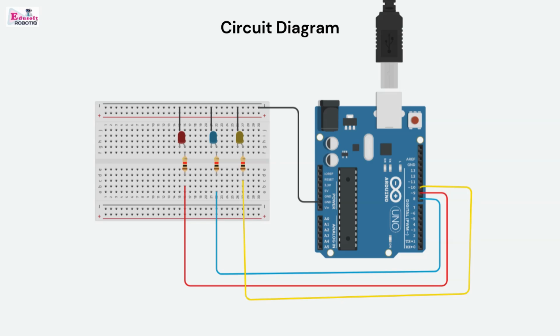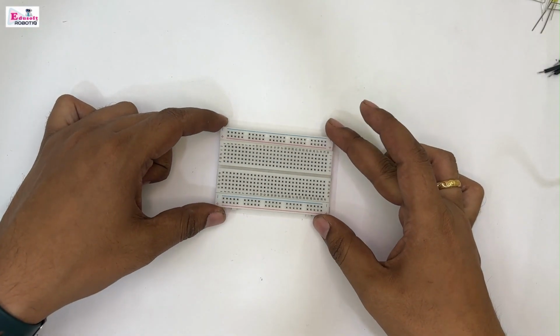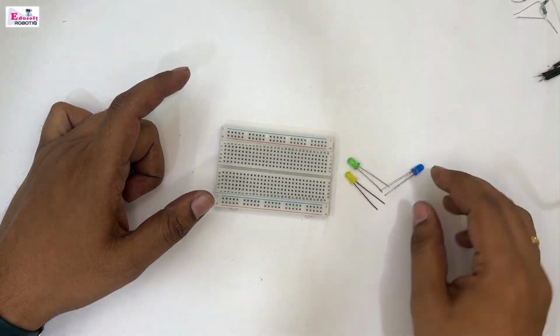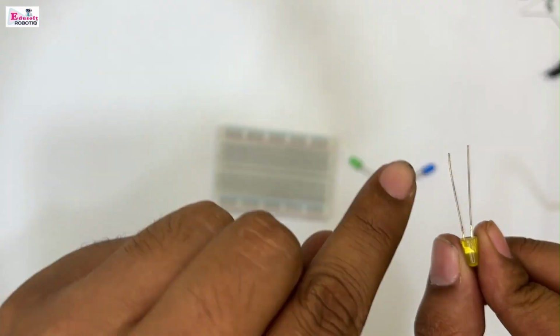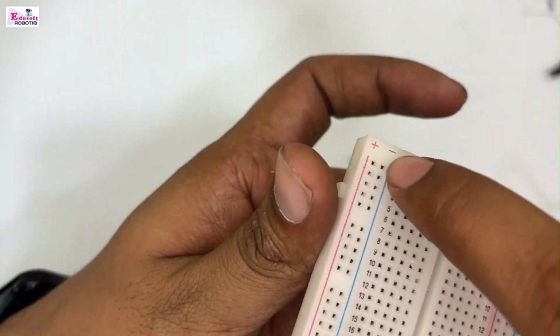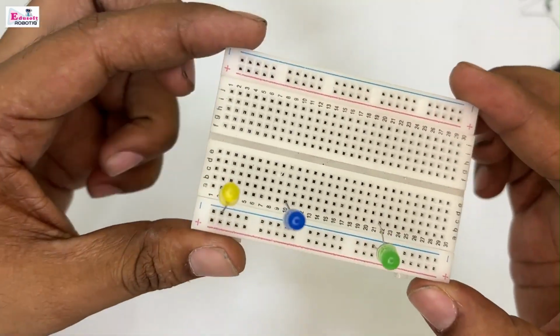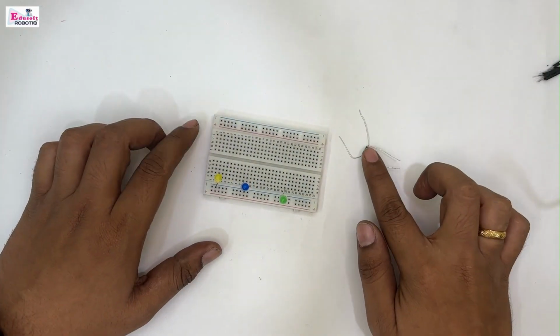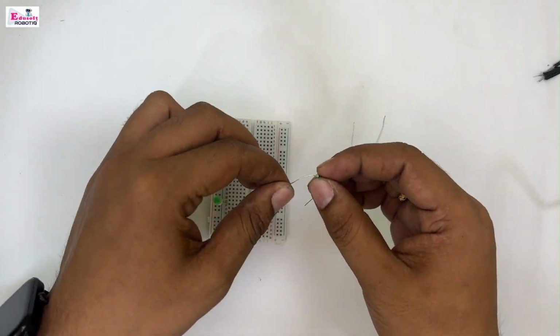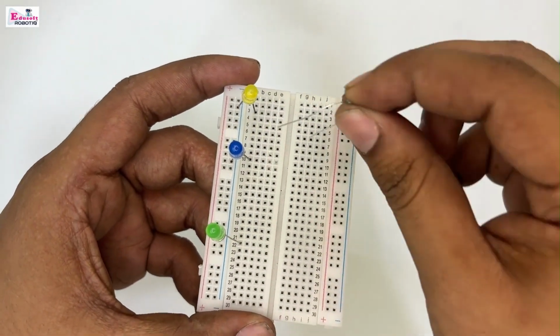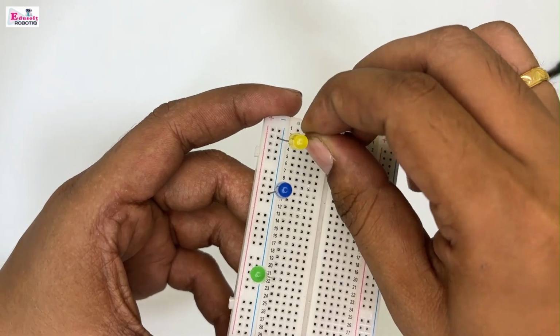So, let's start building. Step 1. Insert 3 LED on the breadboard. Connect the short leg, cathode, of the LED to the negative power rail as shown here. Step 2. Take the resistors and connect one end of each resistor to the longer leg, anode, of each LED.